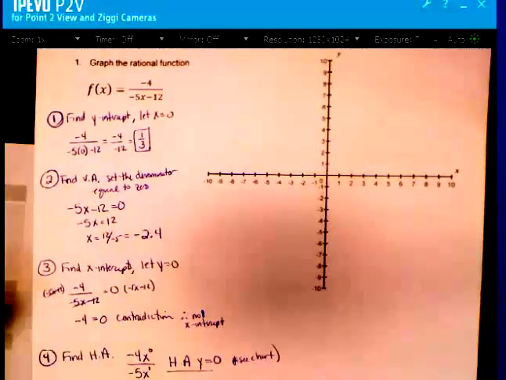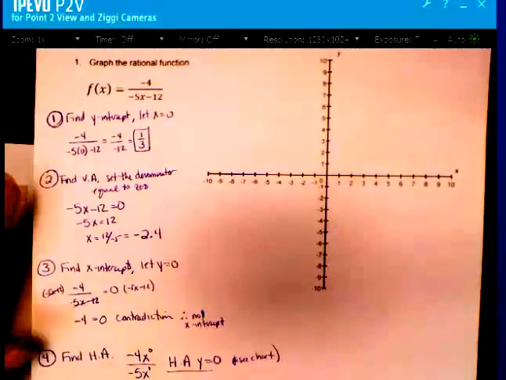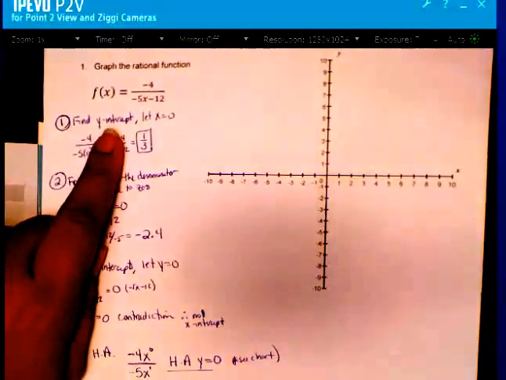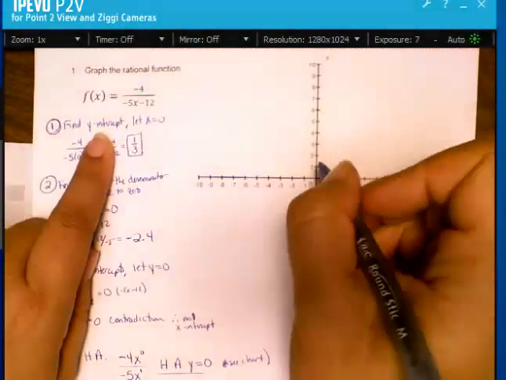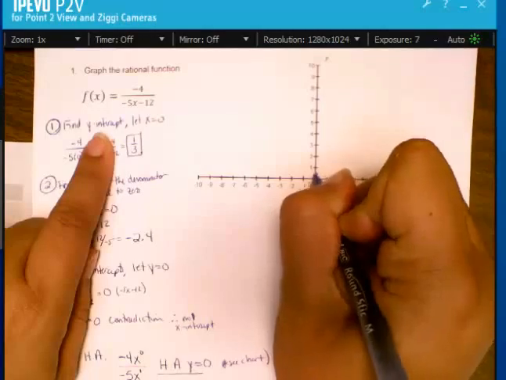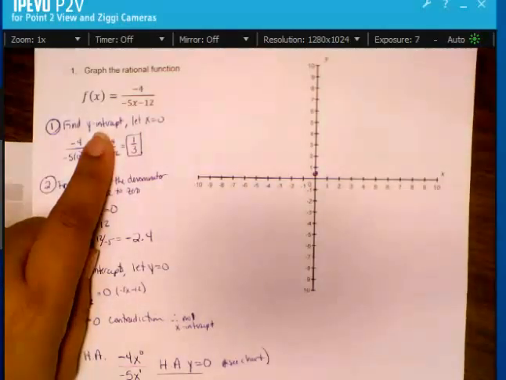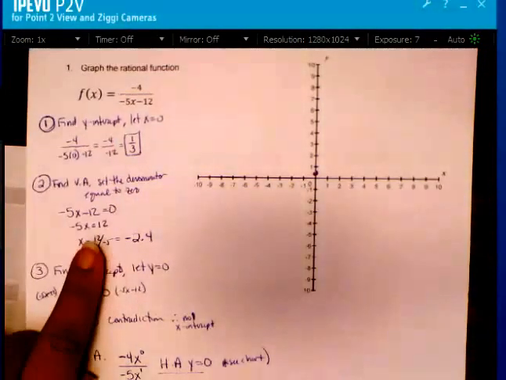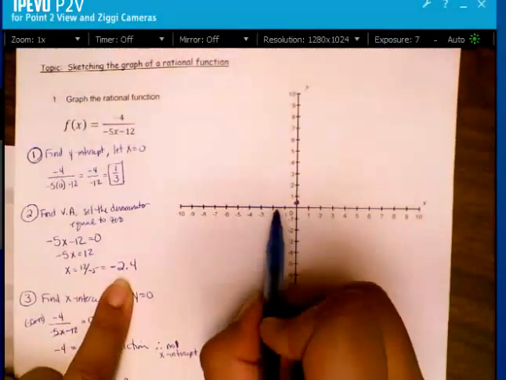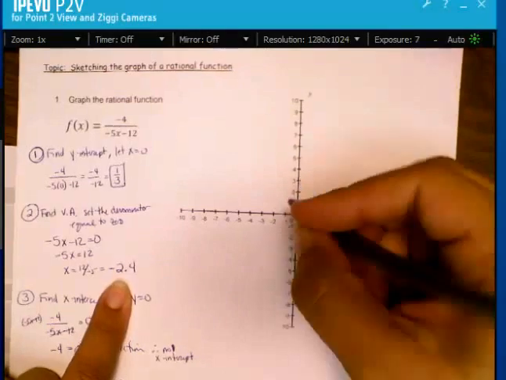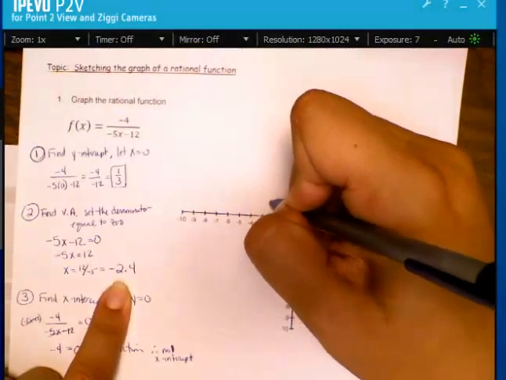So now what we're going to do is plot all of this information. The first thing, it says find the y-intercept. So here's the y-intercept. We know that it crosses at 1/3. So I'm going to go ahead and put a dot there. Next, we found our vertical asymptote at negative 2.4. So here's negative 2, and it's approximately right here.